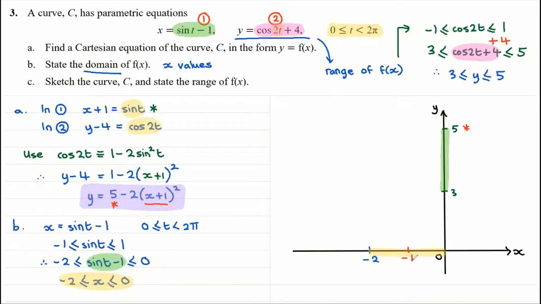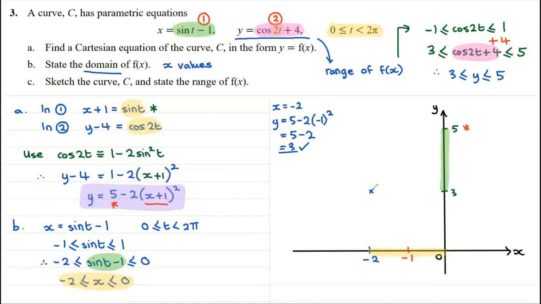That means if I put in -2 for my x value, I'm expecting to get 3, because it should be symmetrical. Let's just test it and see what the y value is when x is equal to -2, the first value in my domain. y is going to be 5 subtract 2 lots of, now -2 plus 1 is of course -1, and we square all that, which is essentially 5 subtract 2 lots of 1, which is 2, which is of course 3. So my first coordinate would be right there at -2, 3.